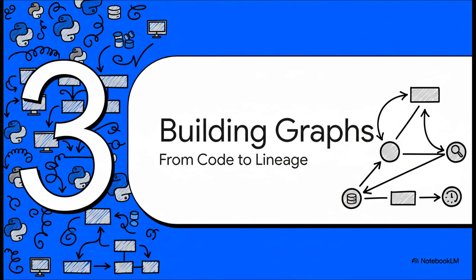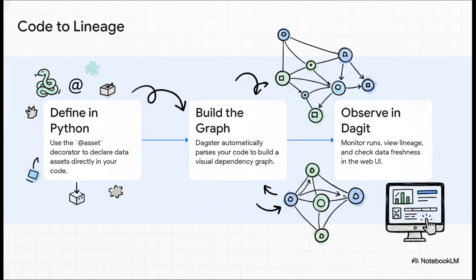Okay, so the philosophy makes sense, but how does it actually work? Like in practice, how do you get from a folder full of Python scripts to this living, breathing, observable graph of all your data? Let's break down how Dagster puts it all together. It's actually a pretty elegant 3-step process.